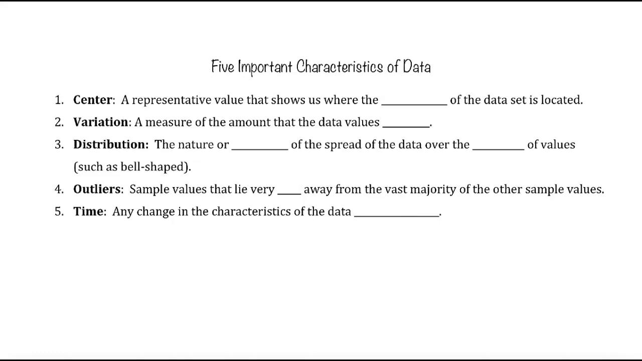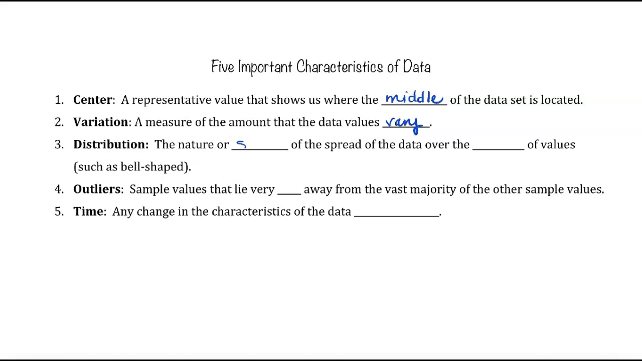Let's talk about 5 important characteristics of data. The first one is the center. The center is a representative value that shows where the middle of the data is located. Variation is a measure of the amount that the data values vary. In other words, how spread out are the different data values.